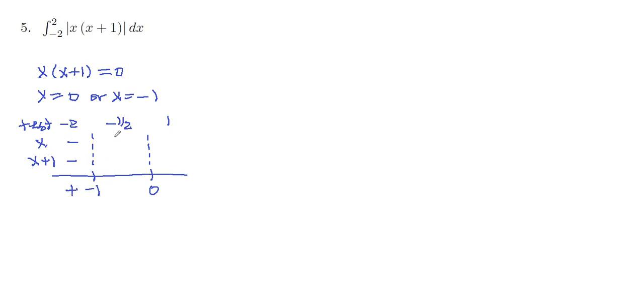And then plug in negative 1/2. Here for x, we get negative. Negative 1/2 plus 1, positive. Negative times positive is negative. Plug a 1 in. 1 is positive. 1 plus 1, both those are positive. So this function changes sign at negative 1 and 0.